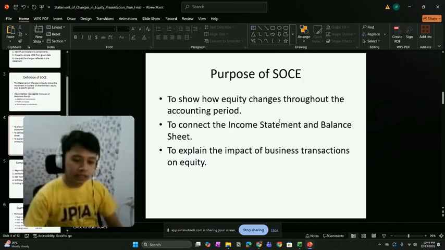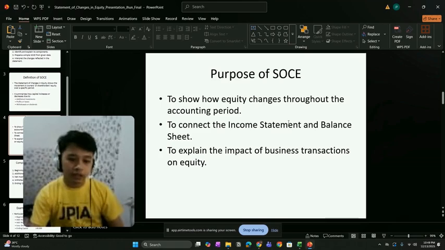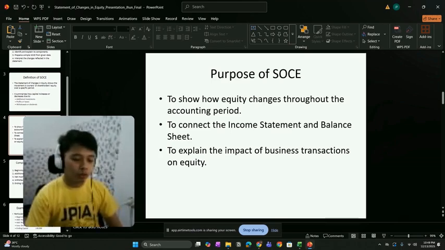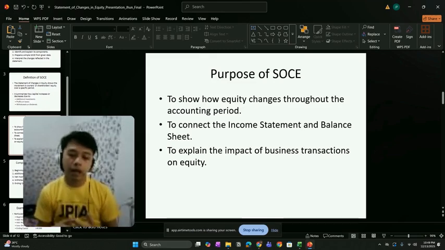Okay, so next, let us talk about the purpose of the statement of changes in equity. So first, the SOCE is prepared to show how equity changes throughout the accounting period. So makikita natin kung ano ang beginning equity at paano tayo nakarating sa ending equity.